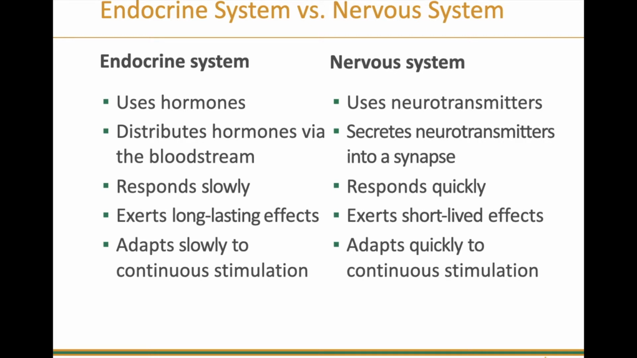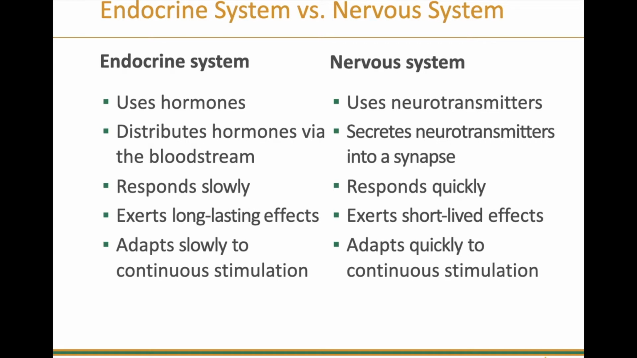Next line says response to stimuli. For the endocrine system, that is slowly. For the nervous system, that is quickly. And then next line says the effects are. So for the endocrine system, the effects are long-lasting. And for the nervous system, the effects are short-lived or short-lasting. And then the last line in the table, it says adapts to continual stimulation. For the endocrine system, it adapts slowly. For the nervous system, it adapts quickly.